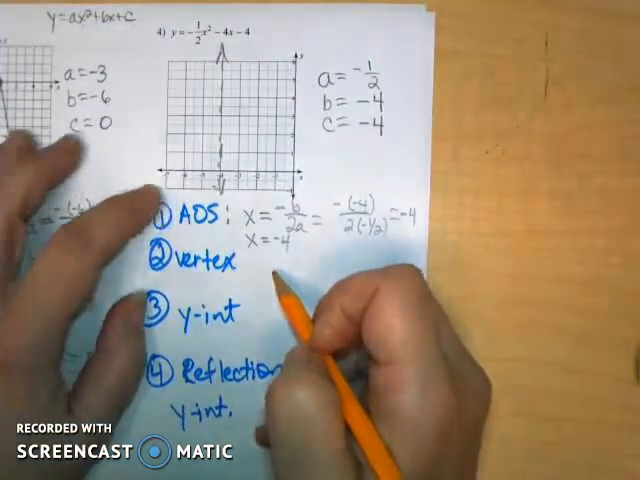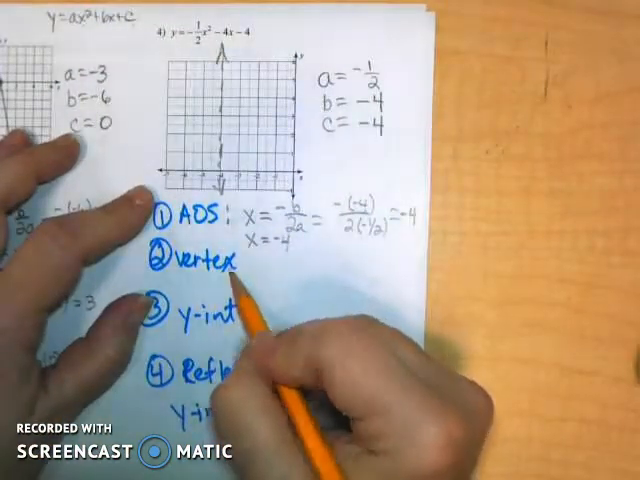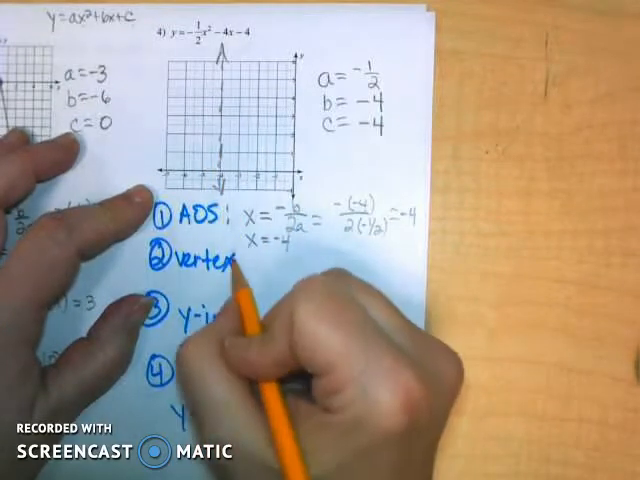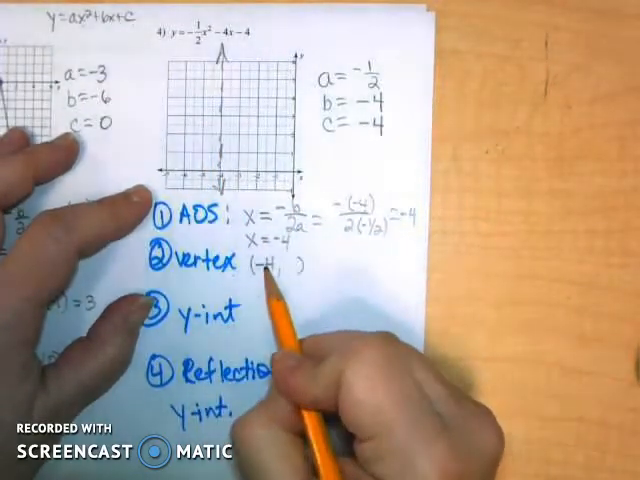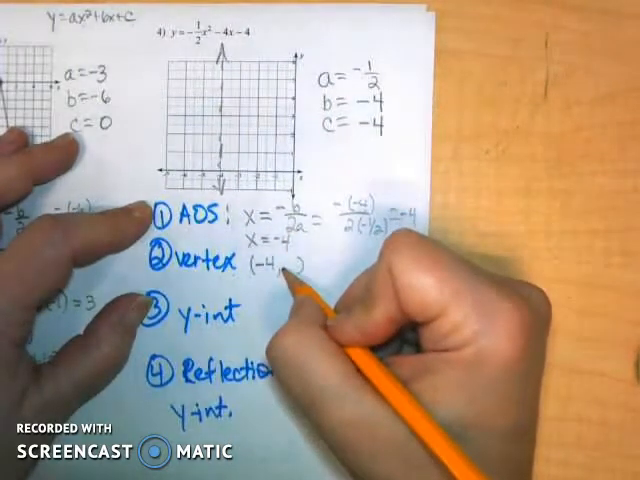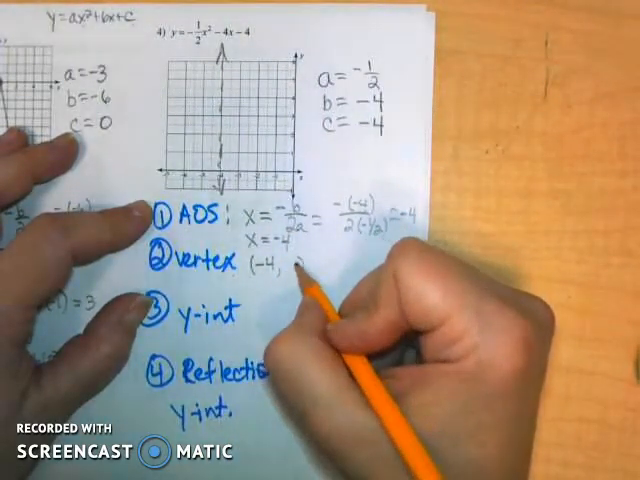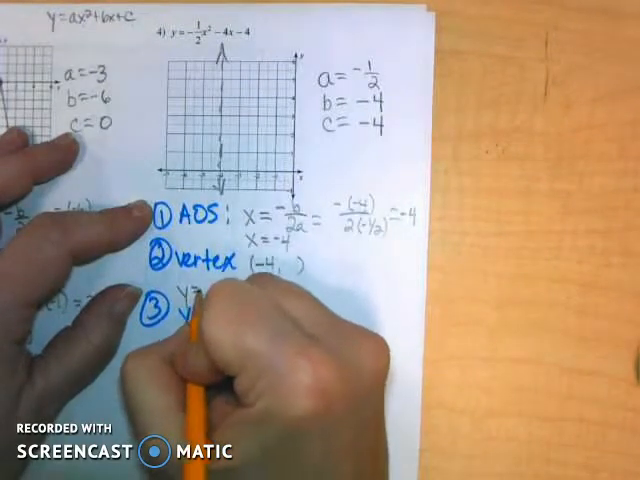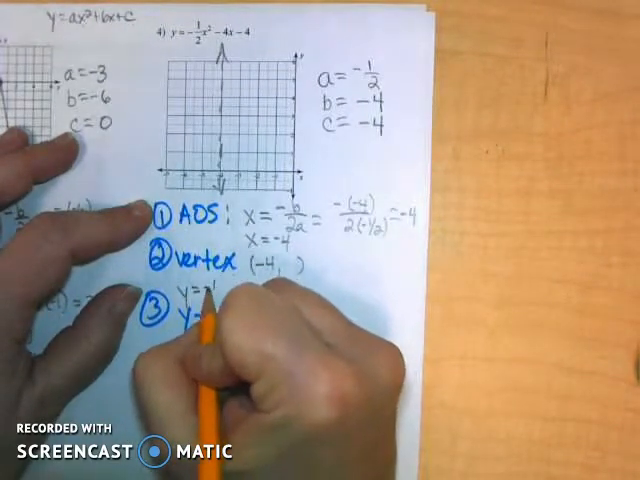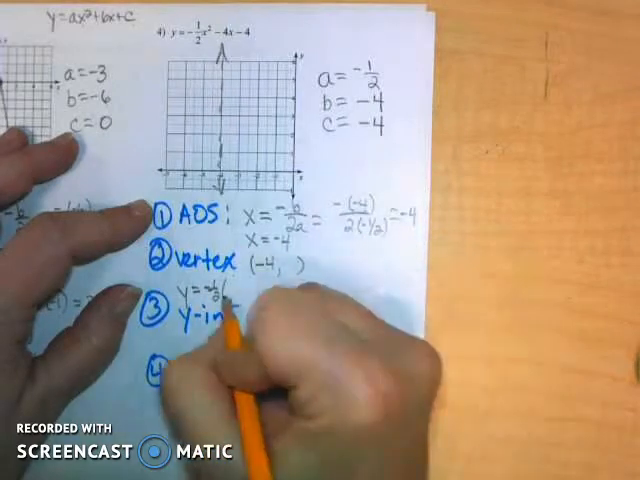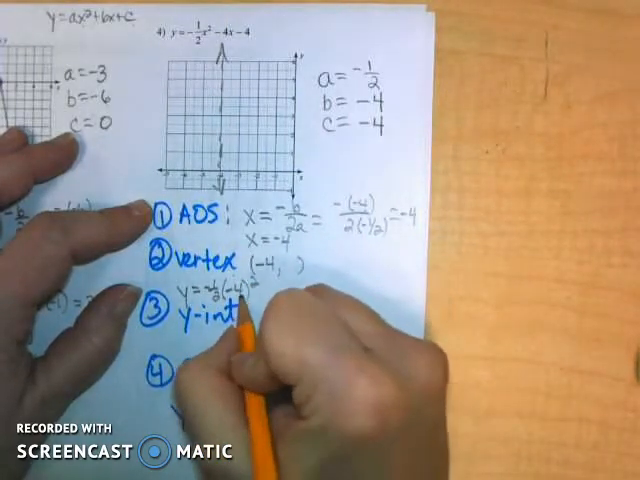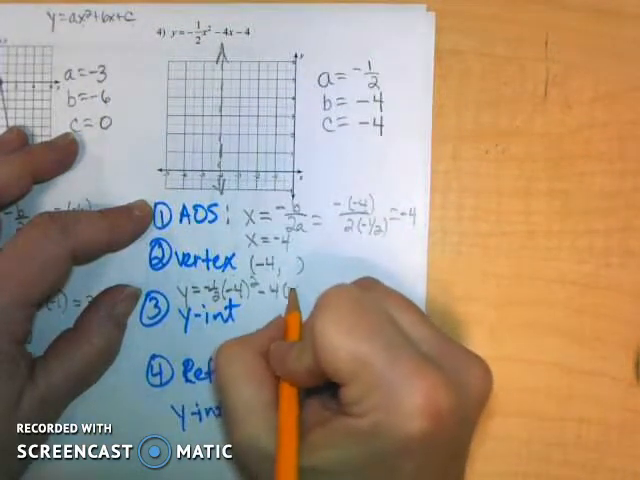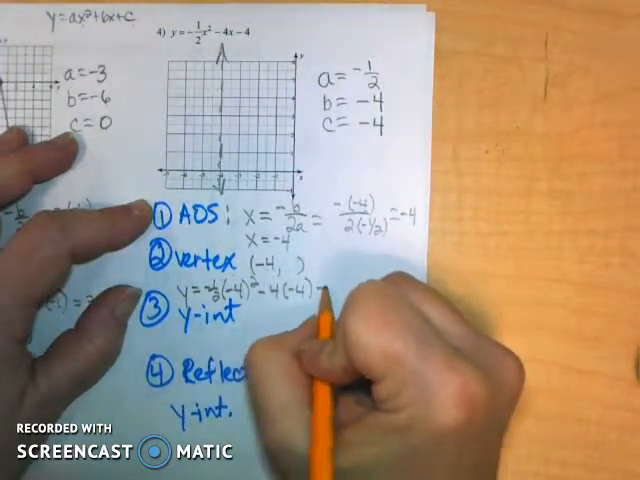Next, we need to find the vertex point. We know the vertex point is on the axis of symmetry, which means that the value of the x for our vertex point is negative 4. So we're going to plug in negative 4 into our equation in order to find the y value. So y is equal to negative 1/2 times negative 4 squared, minus negative 4 times negative 4, minus 4.